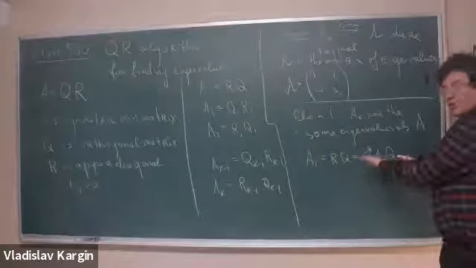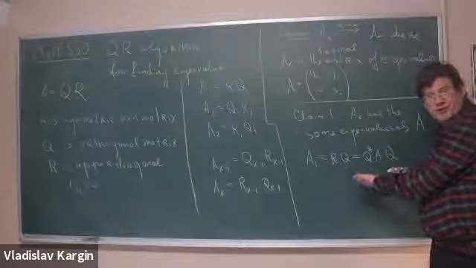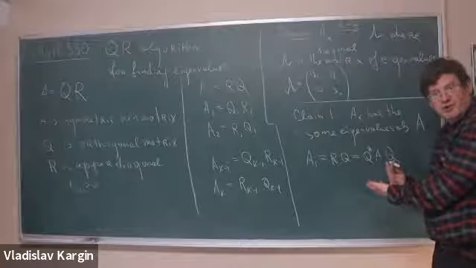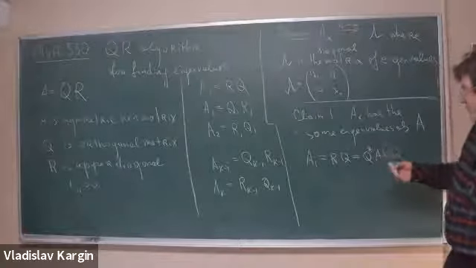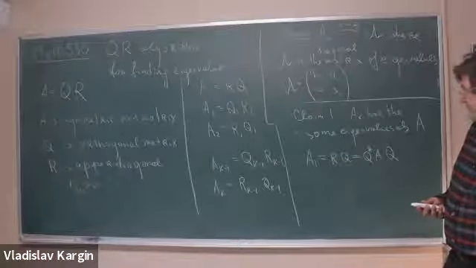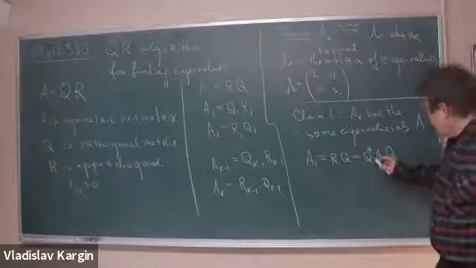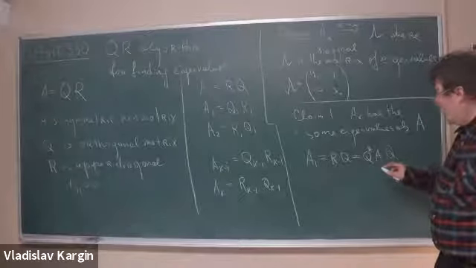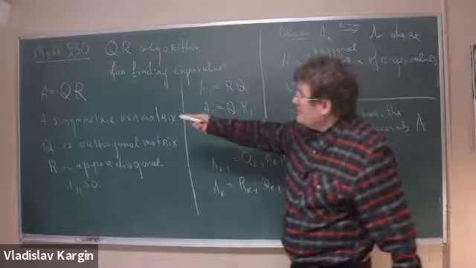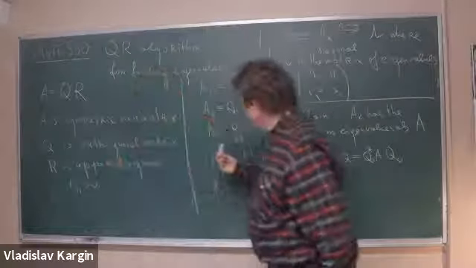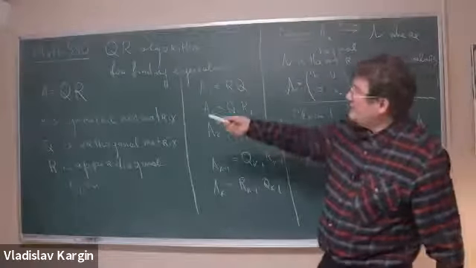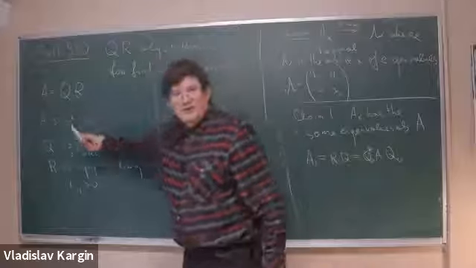And Q and Q star are inverses of each other. So it's a similarity transformation. Similarity transformations do not change the eigenvalues. So A1 has the same eigenvalues as this one. And we could also write here Q0, right? So if we use this notation, A1 is equal to Q1 R1. We started with A, so we could write here Q0.